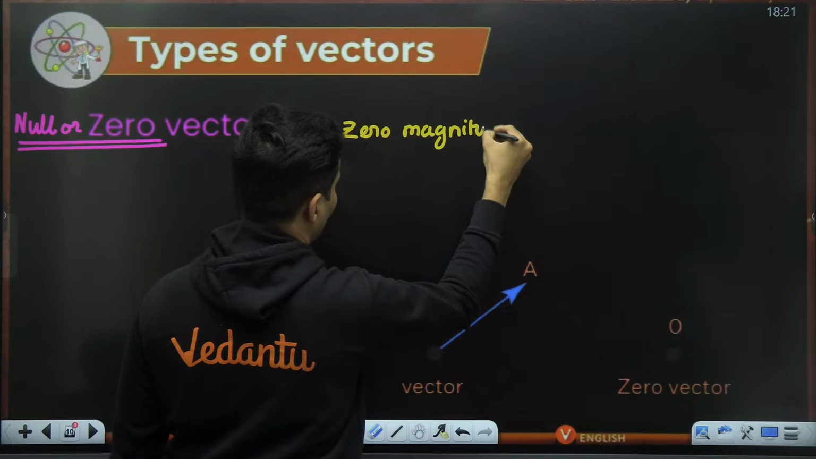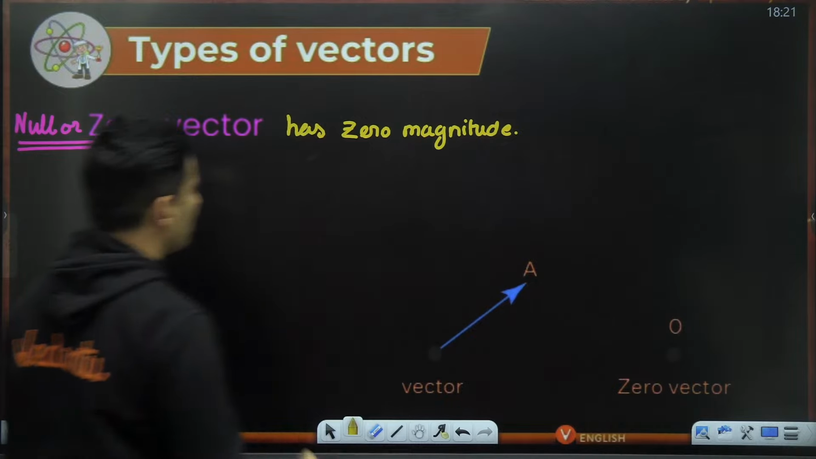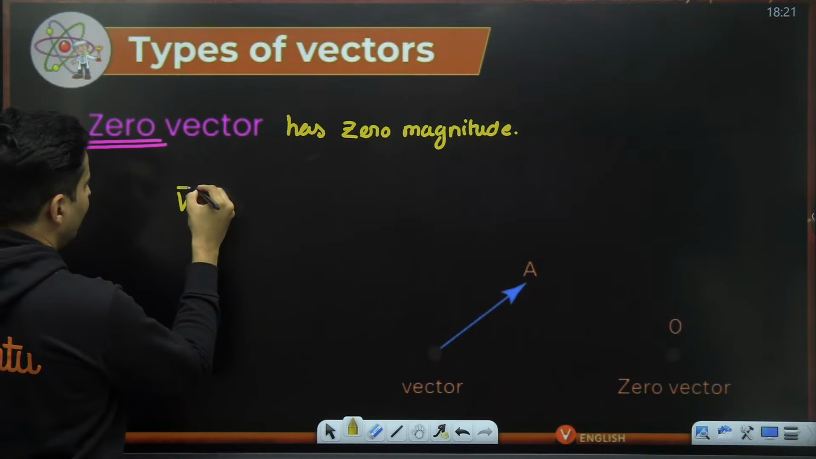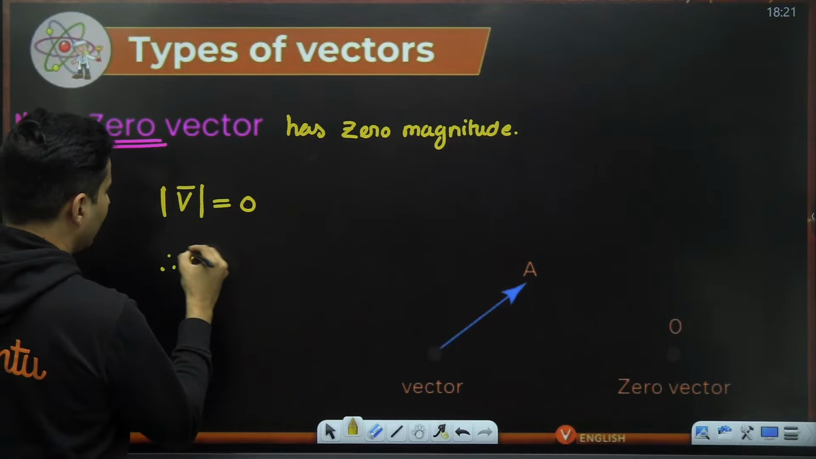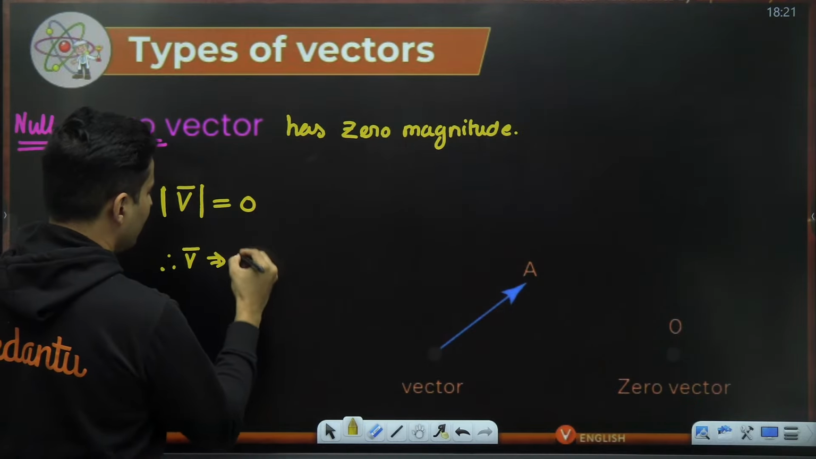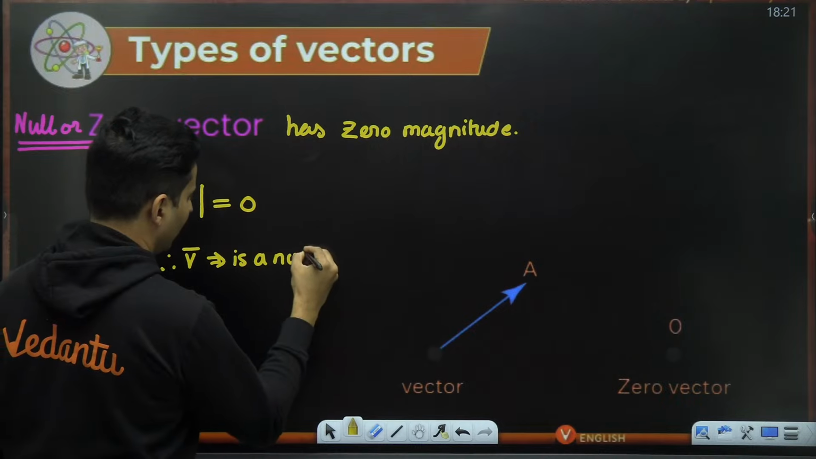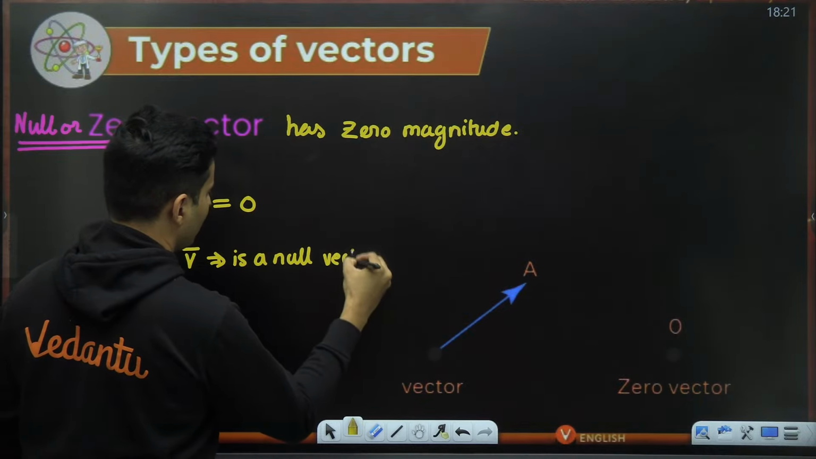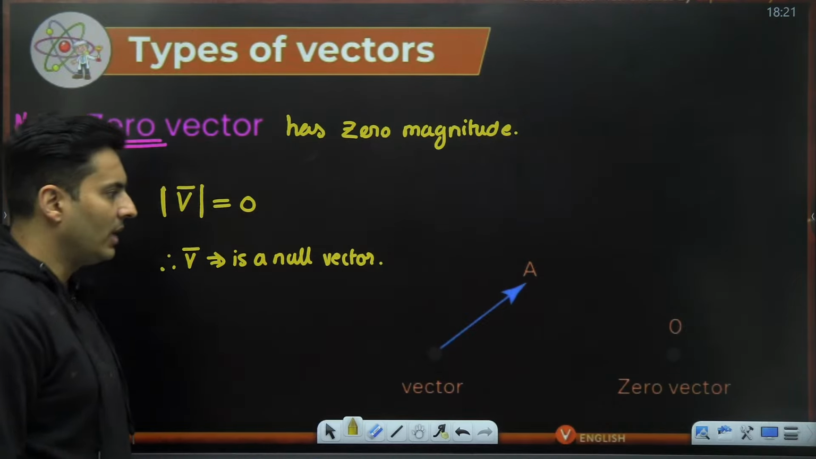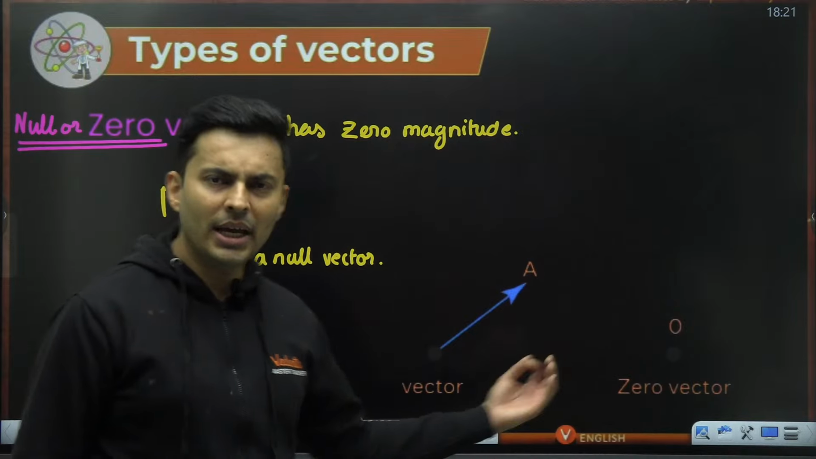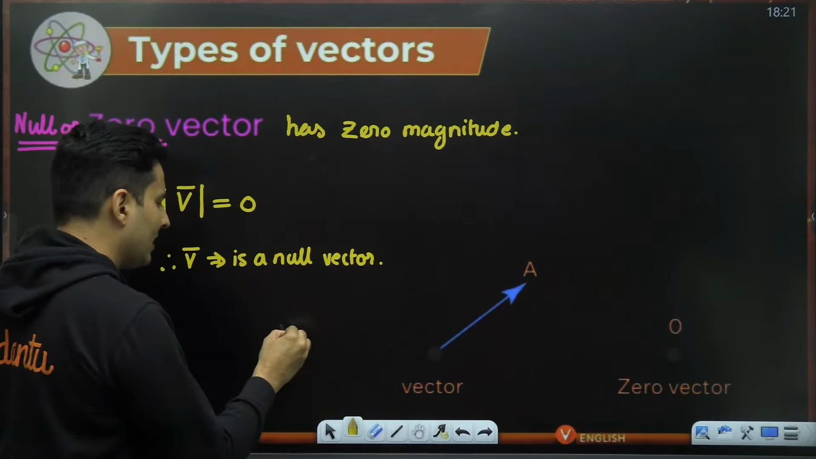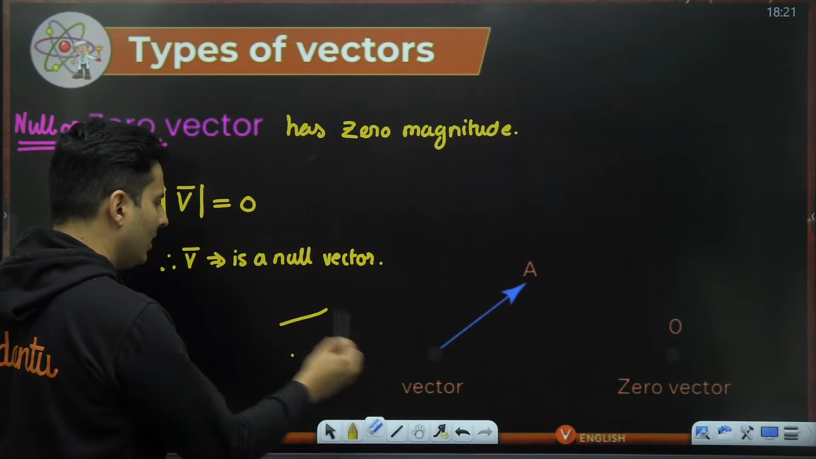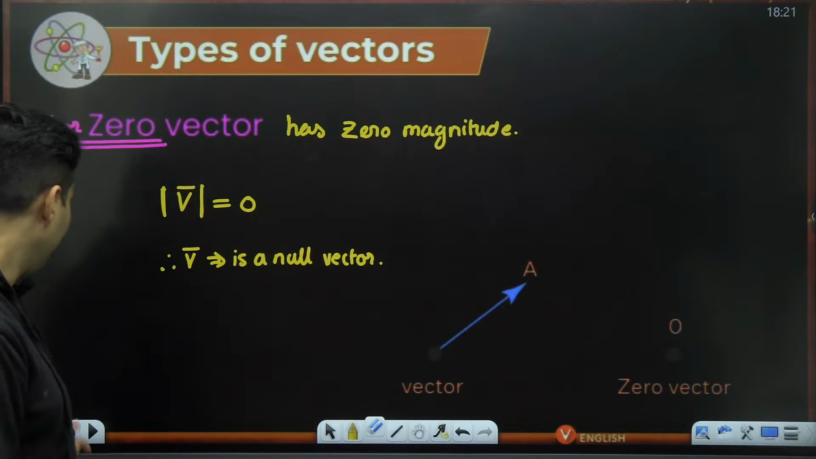Very important. Zero magnitude. So if I take a vector V whose magnitude is 0, therefore, I can conclude V vector is a null vector or a 0 vector. So a vector with 0 magnitude is called a null vector. Okay. So if you have to represent it, I'll just put it as a point because it has no length. That's it. It becomes a null vector.